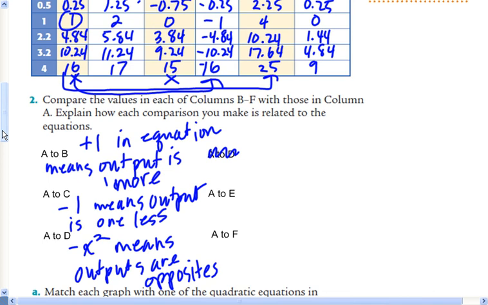And from A to F, you get the same output for one more input. And notice we subtracted 1 inside the parentheses in that equation.